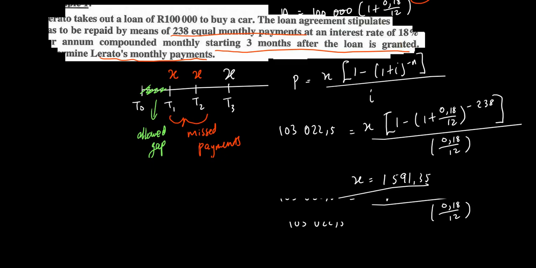Yes, we agreed with Lerato that Lerato will start 3 months after the loan is granted. Because probably it's Lerato who said, I can only afford to start paying 3 months after the loan is granted. It's probably because of Lerato. It's not really the bank that will decide that.